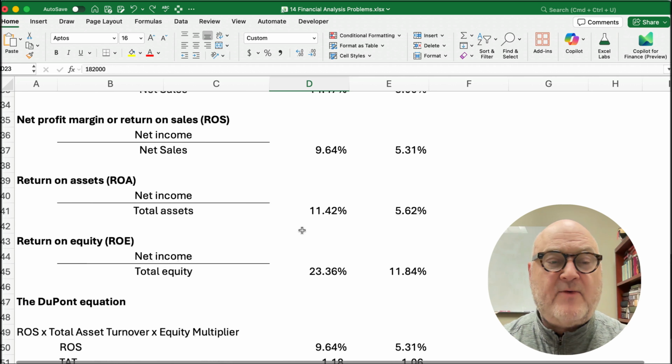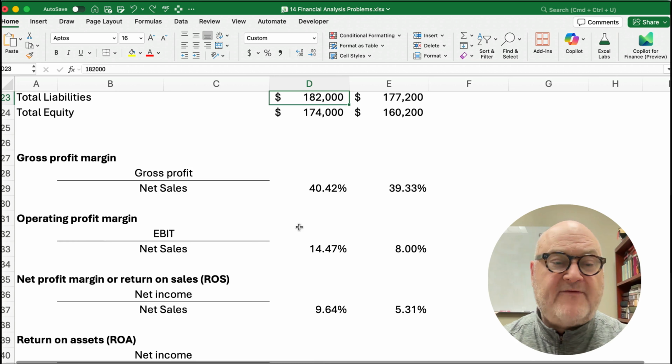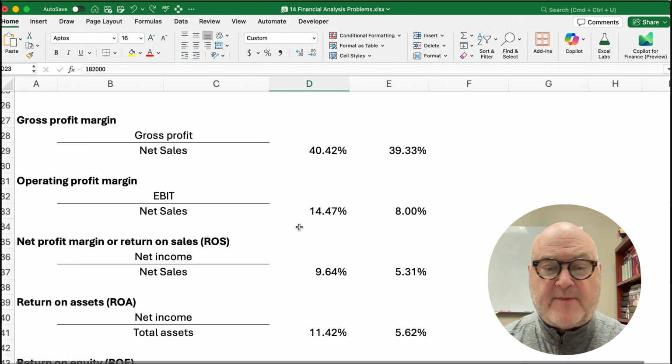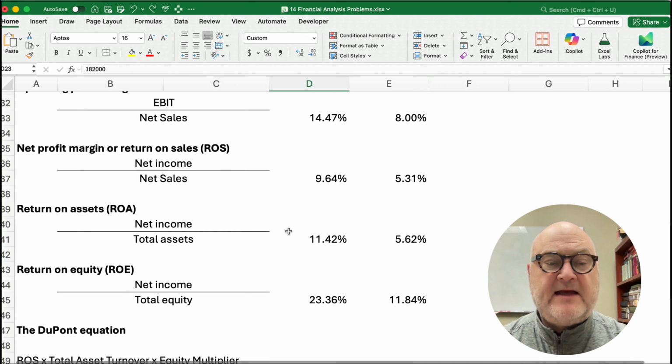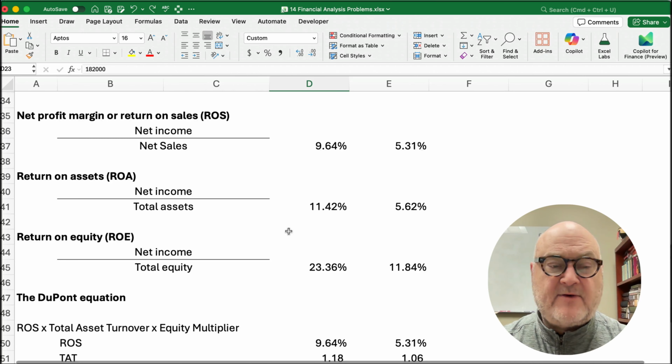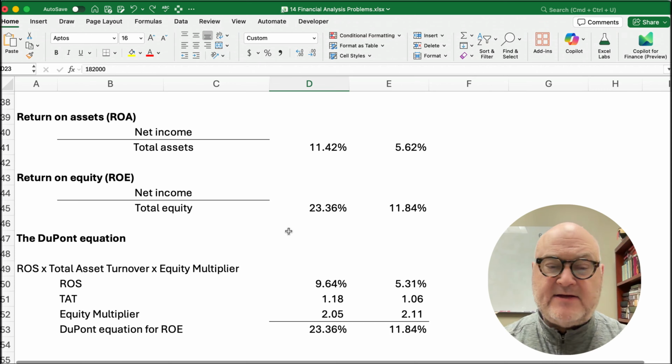And so this is how we do our basic profit analysis. Gross profit, operating profit, net profit, larger, medium, and smaller, and then return on assets, return on equity, and then we can break that down into components using the DuPont equation.